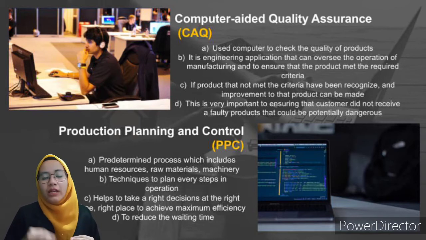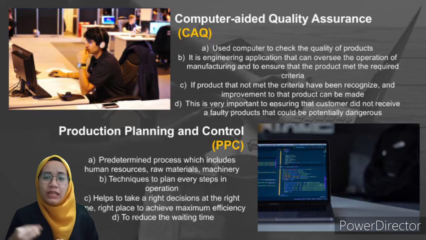This is very important to ensure that the customer does not receive faulty products that could be potentially dangerous to them. Like if we don't use CAQ to check the quality, and we produce or sell cars that have problems, maybe an engine problem, or maybe the car doors are not too good, it may be dangerous to the customer that buys the car. So CAQ is very important to check the quality of the products that you produce.